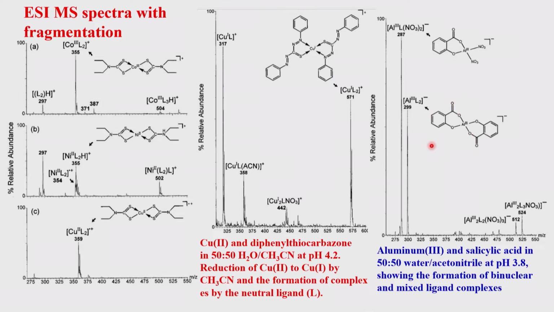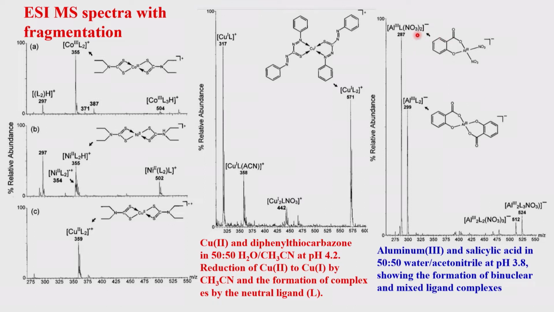This is the salicylic acid, that is ortho-hydroxybenzoic acid, and the pH maintained is 3.8, and this forms mononuclear, also binuclear and mixed kinds of ligands. Okay, you can see a variety of peaks. The peak which is formed highest is aluminum with one ligand with two nitrates and the negative ion. So these are taken from the negative ion mass spectrum. In the previous case it was a positive ion mass spectrum.